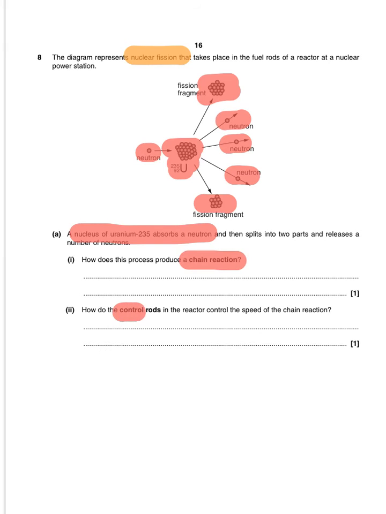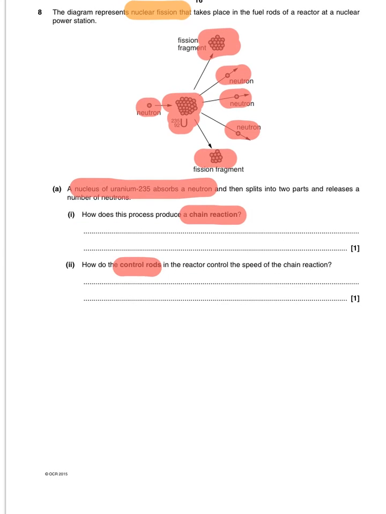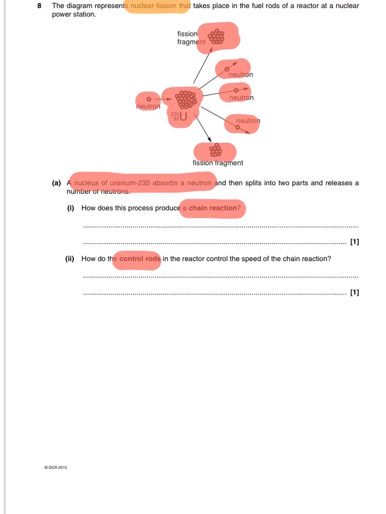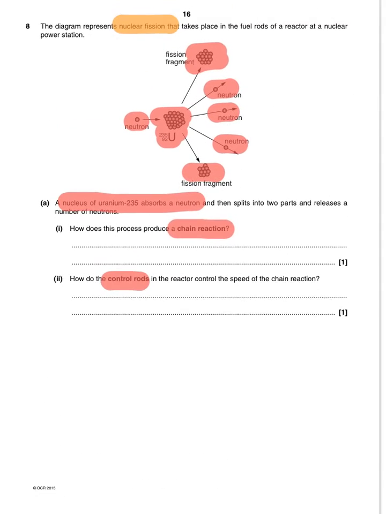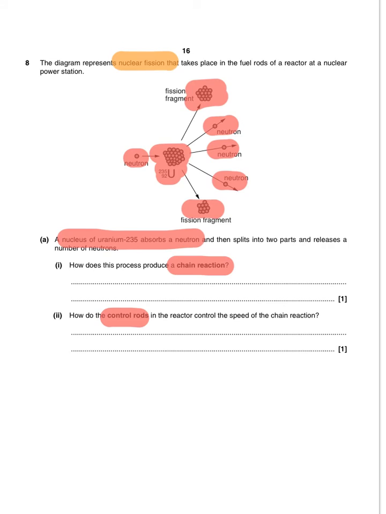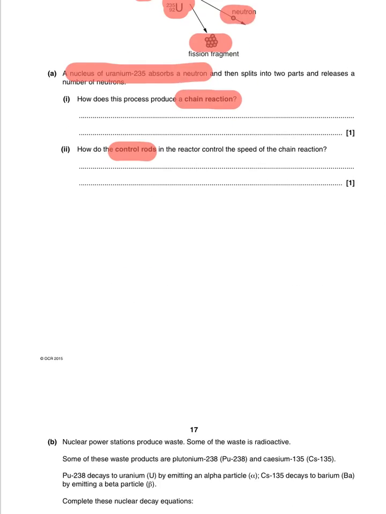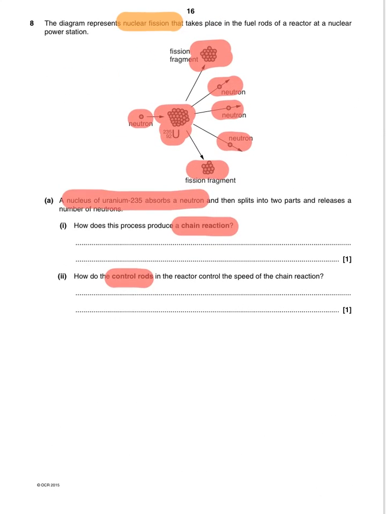Next one, how do the control rods in the reactor control the speed of the chain reaction? This one, there's no clues here, it's just something we've got to know. So we need to know how control rods work to control the speed of the chain reaction. What can they do to stop this reaction continuing? If you know part 1, you probably know part 2.